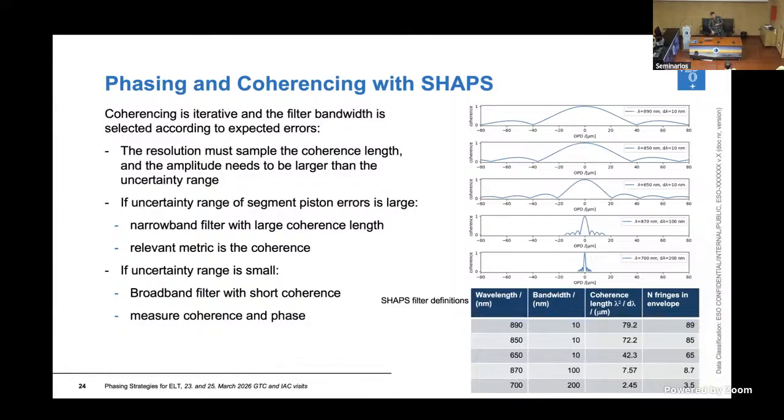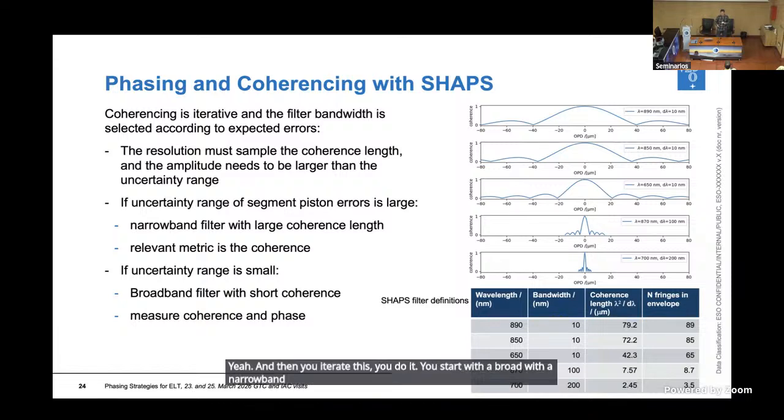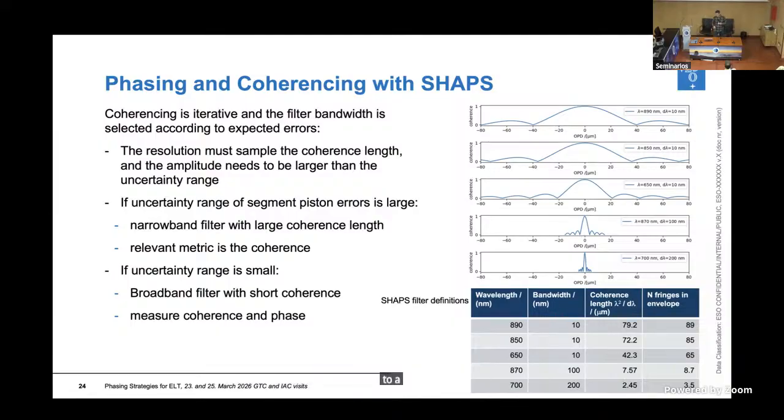Then you iterate this. You start with a narrow band filter with large coherence and come up to a broadband filter with low coherence. So iteratively, you refine your coherence resolution.